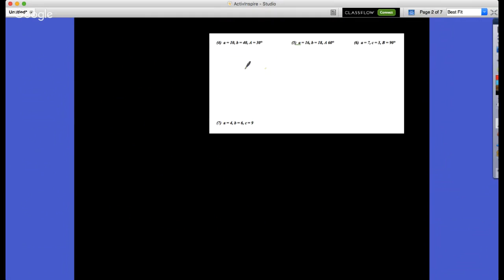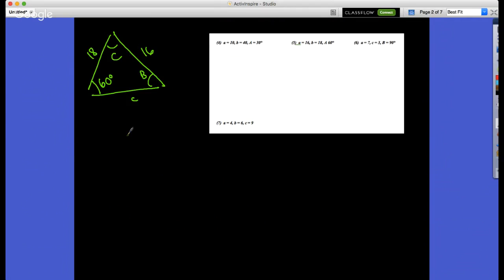Let's do number 5. So this, again, is a side-side angle, and I'll show you why here. Here's angle A, 60 degrees. Little a is across from it. Big B here, and little b is 18 across from it. Here's big C, little c. So I can't go this way, but I can say angle side-side or side-side angle, depending on how I go.